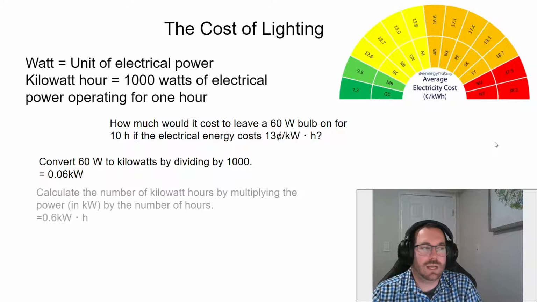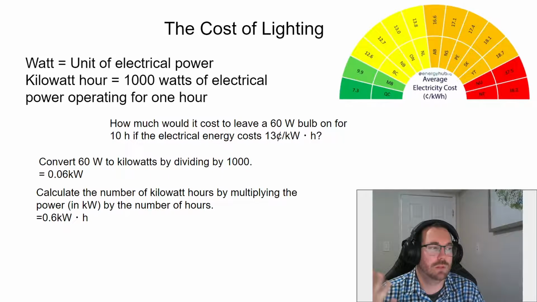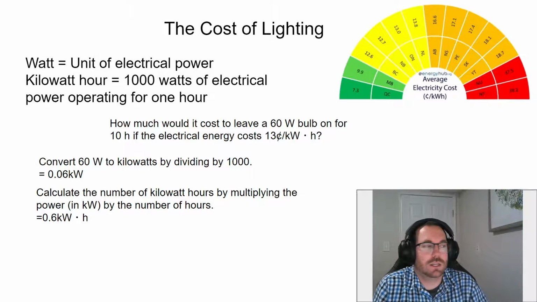Second, we want to calculate the number of kilowatt hours by multiplying the power in kilowatts that we just figured out by the number of hours that we're running it for. So if we are running this 0.06 kilowatt light bulb for 10 hours straight, we multiply 0.06 times 10 and we get 0.6, moving the decimal one spot over, kilowatt hours.